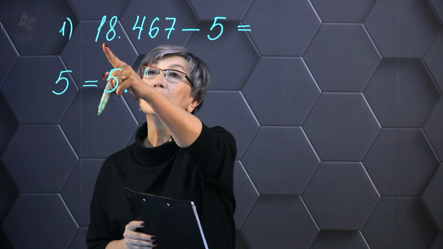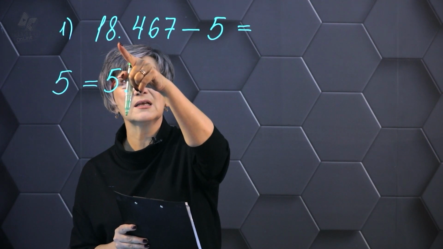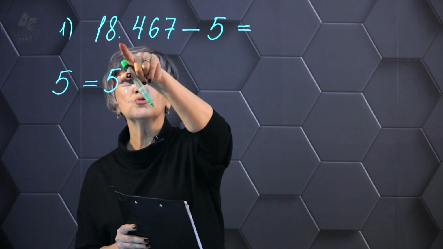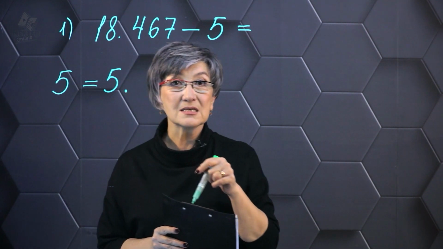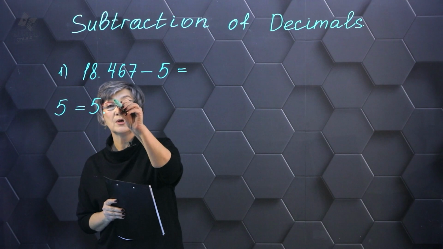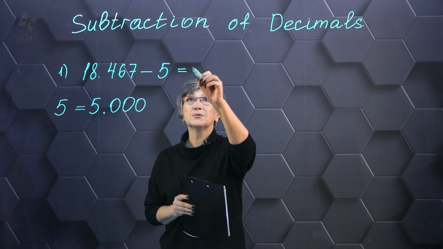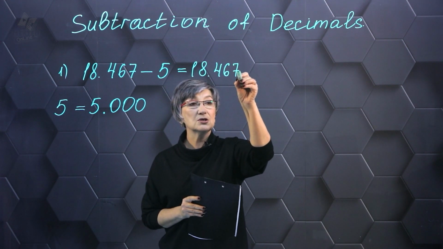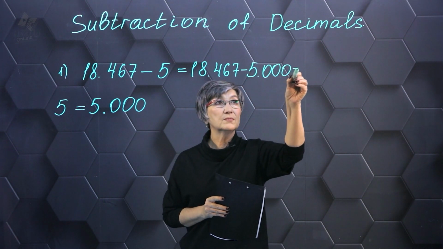Let's go back to our first number. That's 18.467. So I have 3 digits after the dot, and I need to write 3 zeros here as well. So I write 5 point and 3 zeros. And the result is 18.467 minus 5.000, and the fractional part is 0.